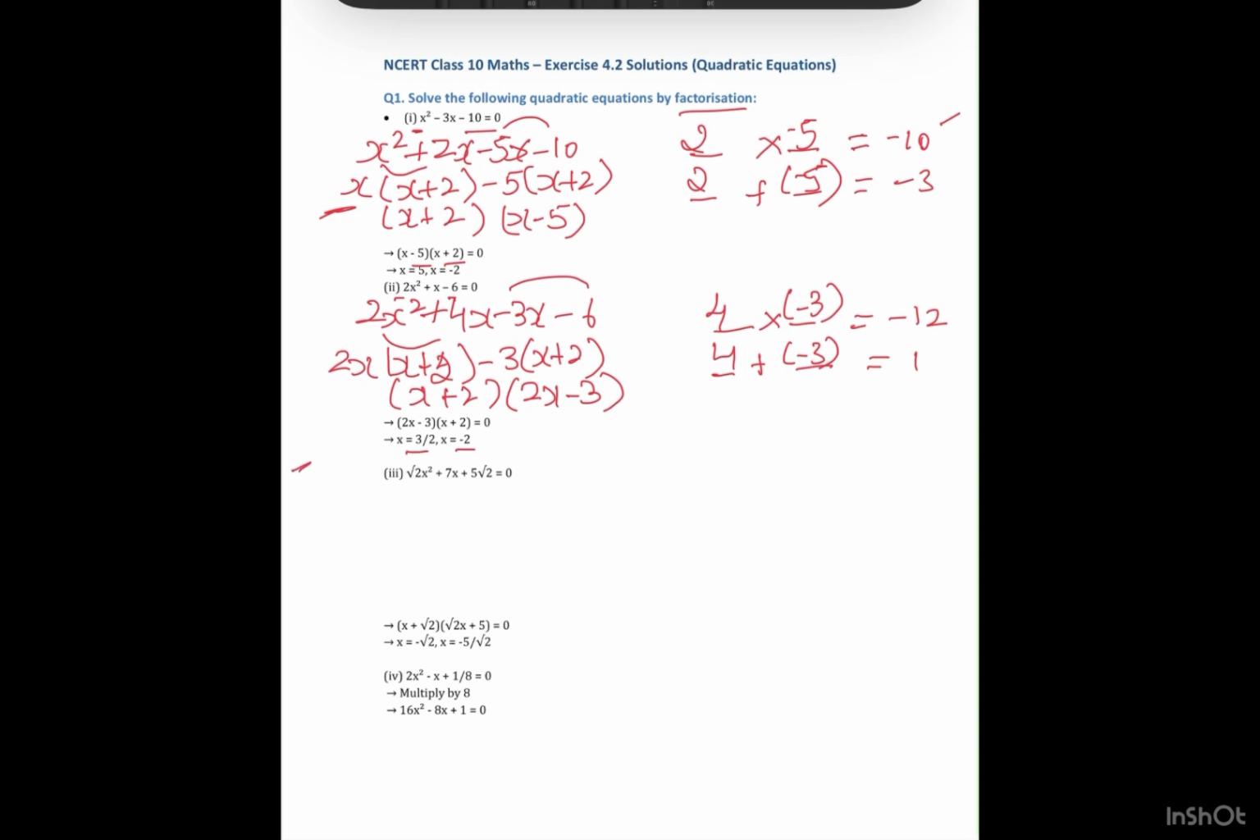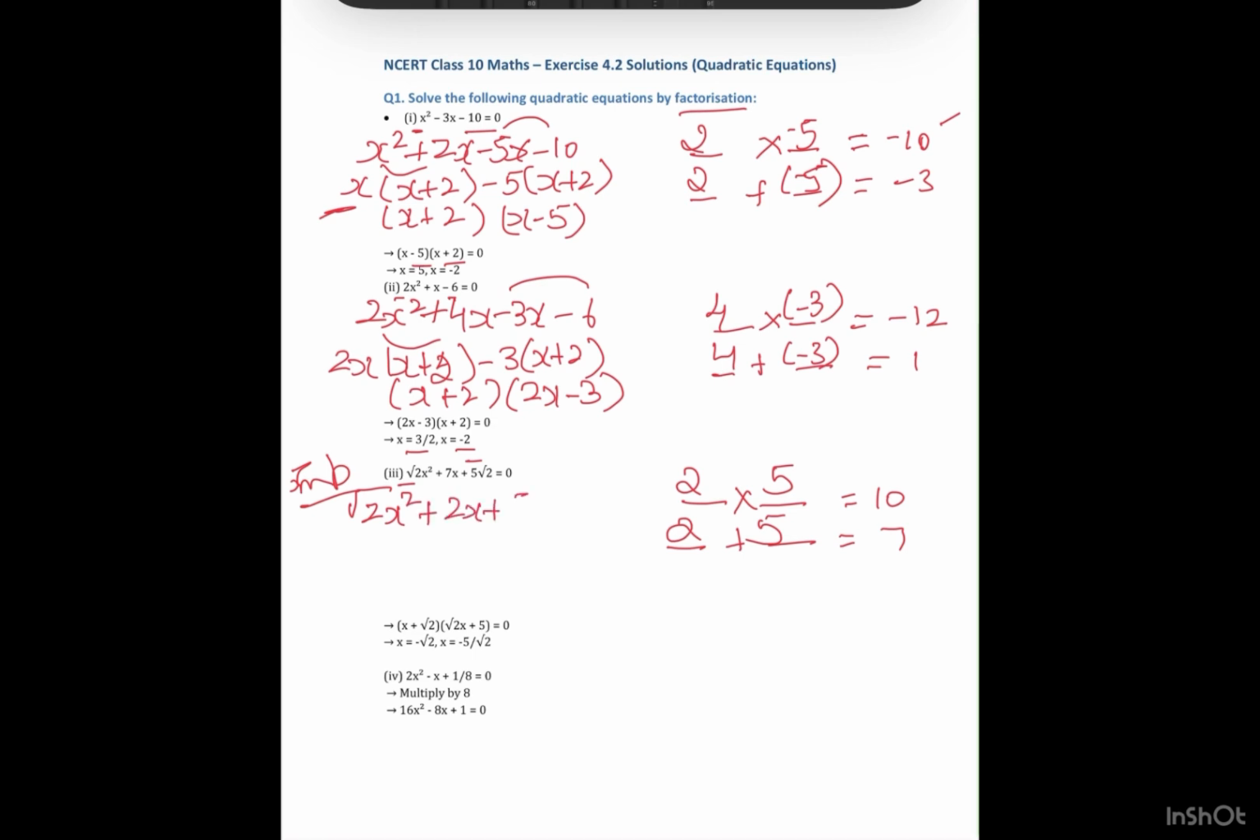Now the third question is a very important question. Root 2 x square plus 7x plus 5 root 2 is equal to 0. Now this is important from the point of view that the previous questions we have already done in class 8th and 9th, but this under root question is introduced to us for the first time. Now root 2 into 5 root 2 is going to give me 10. And the middle term over here is 7. So the factors of 10 are 2 into 5 is 10 and 2 plus 5 is 7. Again, the first term I will write down as it is, root 2 x square.